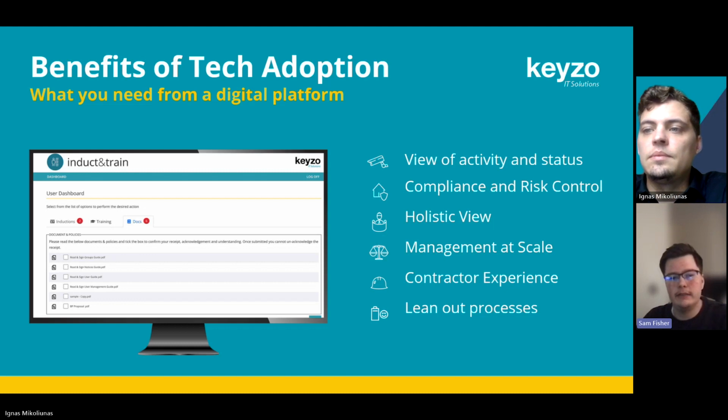Having a holistic view, so being able to see top down everything that's happening in that project management world or contractor management world within your company from a single place. Rather than having loads of separate conversations or logging into loads of different platforms, you've got one platform. I can manage it all, I can see it all, and I can do everything I need from that one place. It's management at scale.